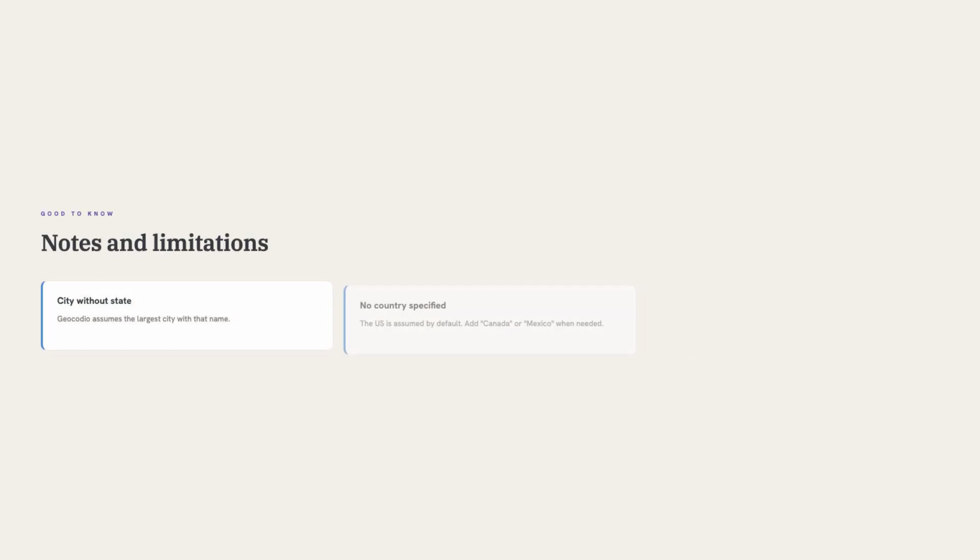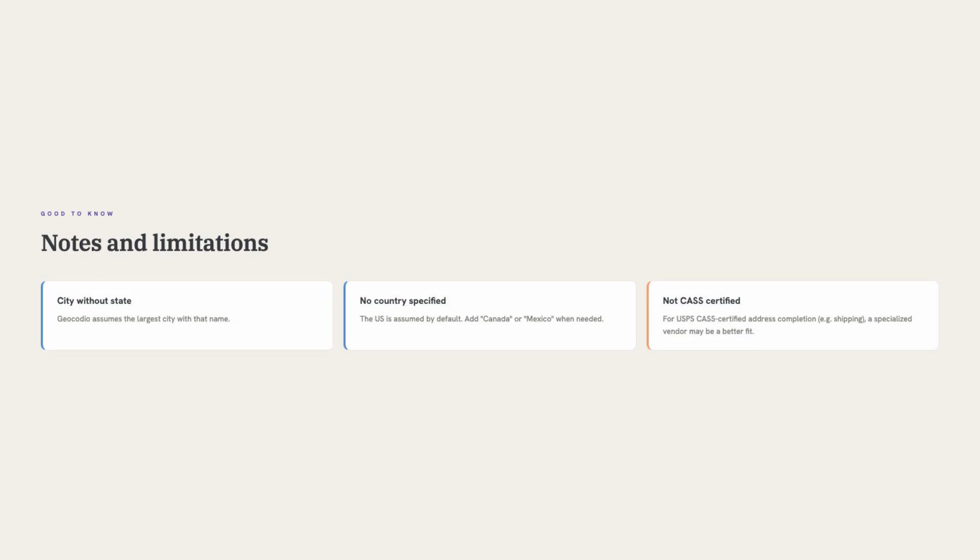A few things to keep in mind. If you submit a city without a state, Geocodio assumes the largest city with that name. If no country is specified, the US is assumed. And while Geocodio provides high-quality address completion, it is not CAS certified by USPS. If you need CAS certification for shipping purposes, a specialized vendor may be a better fit.